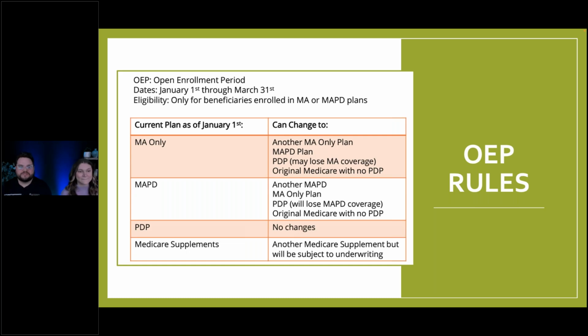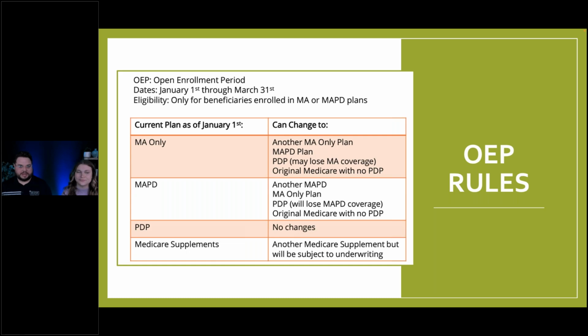Yeah, so very quickly, if you're on an MA only plan, you can see over here the changes you're able to make. You can switch to any other MA only plan. You can switch to an MAPD plan. You can switch to just having a PDP. However, you're going to lose that MA coverage because, as you know, you can't do an MA and a PDP. You have to do an MAPD. So that rule still applies. And you're always able, with all of these, to go back to original Medicare.